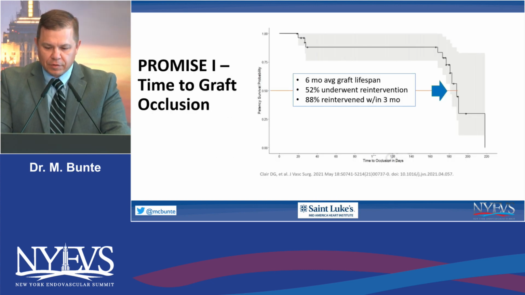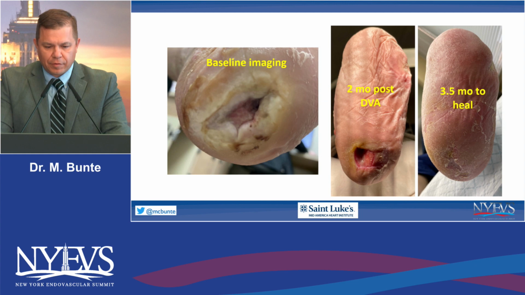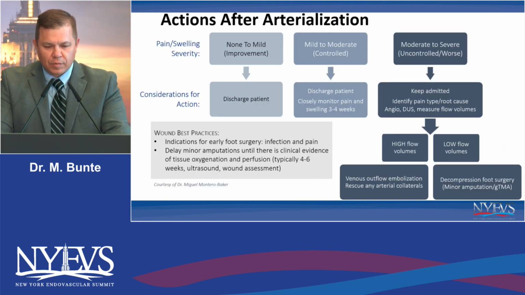The time to graft occlusions, in the publication by Dr. Clair: 6-month average graft lifespan, half of grafts underwent intervention, and most of those interventions were in the first 3 months. So they tend to go down early if they're going to go down. As you can see, back to my patient, had a nice result and healed over about 3.5 months, which is frankly pretty quick.